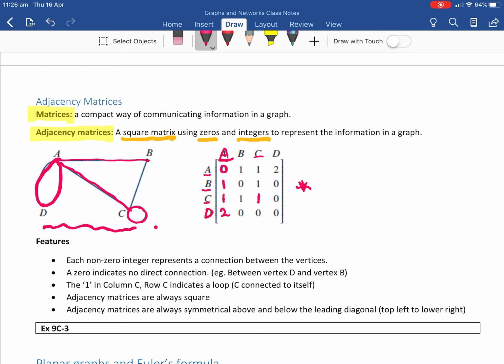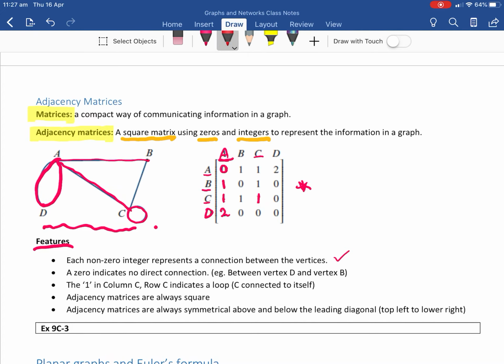Some key features of an adjacency matrix, and this part's very important: each non-zero integer represents a connection between the vertices. So these 1s and 2s tell us that there is a connection between the vertices A, B, C, or D. A 0 indicates no connection.